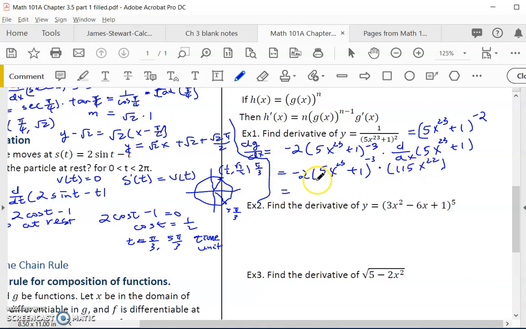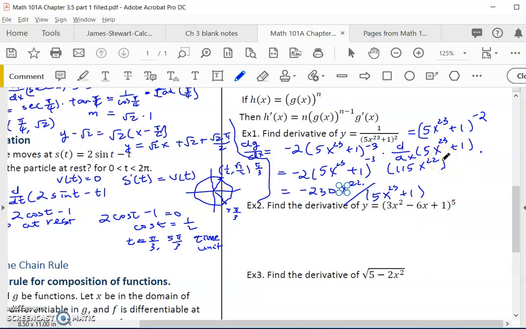Now let's combine this. 115 times negative 2 is negative 230. Because this is a negative exponent, let's put it in the denominator, since we don't like negative exponents. The top would just be negative 230 x to the power 22, divided by (5x^23 plus 1) cubed. And that's the final answer.